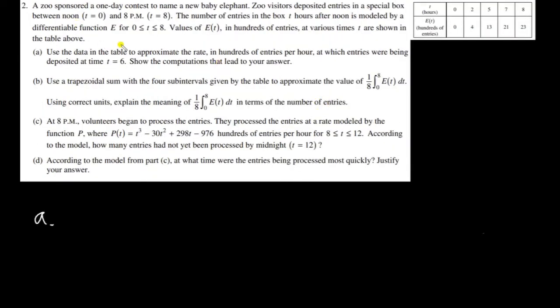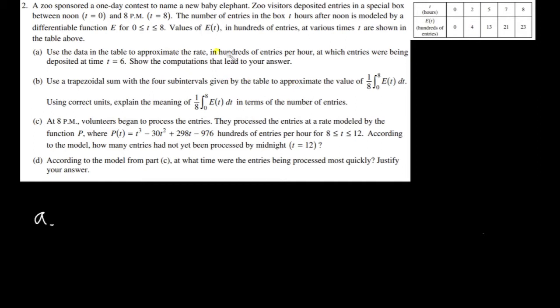Question 2. A zoo sponsored a one-day contest to name a new baby elephant. The zoo visitors put entries in a special box, very fancy, between noon and 8 p.m. The number of entries in the box t hours after noon is modeled by a differentiable function e of t for t between 0 and 8. Values of e of t in hundreds of entries at various times t were shown in the table above. As you can see, I've had to make it a little bit smaller in order to make it fit. Hopefully that's not too much of an issue.